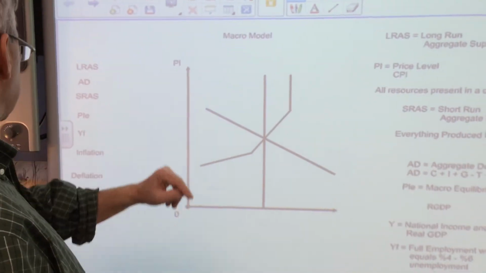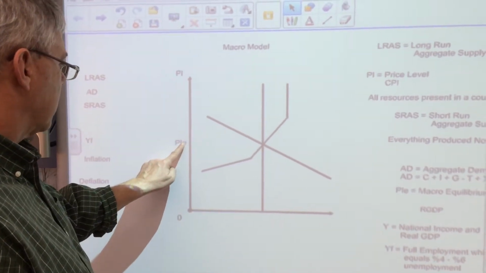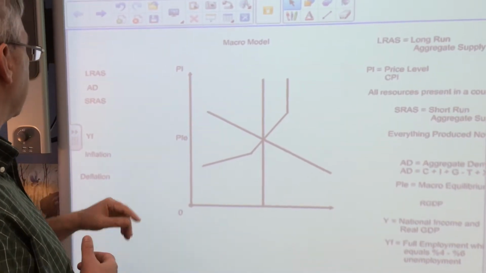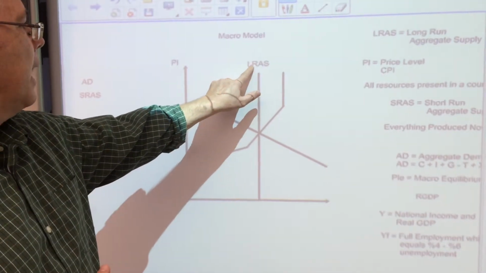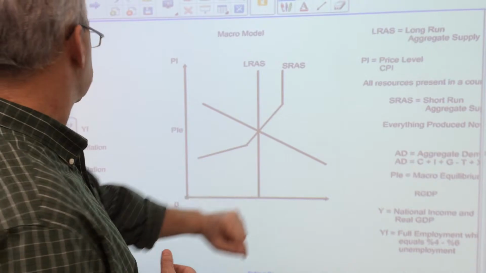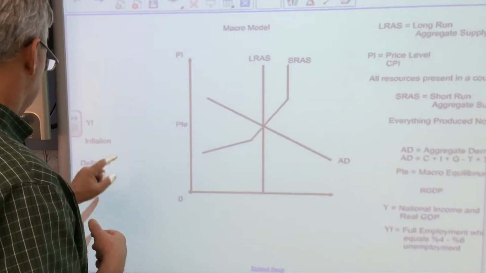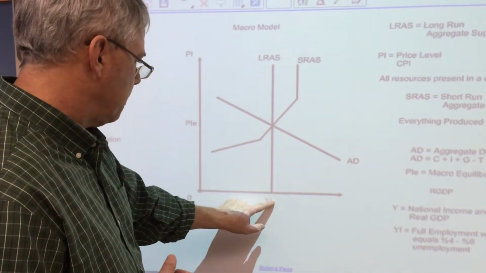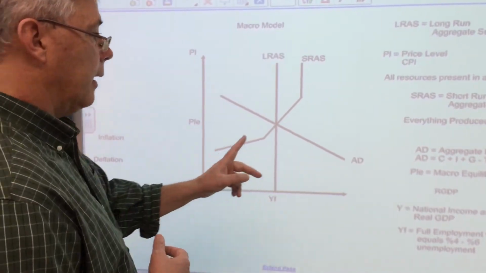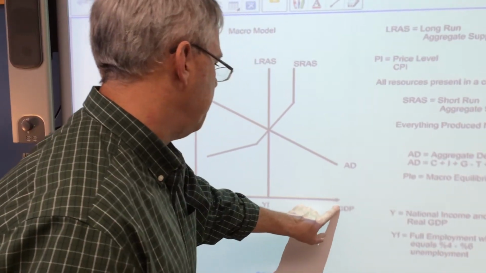So over here we're going to keep PL, and the intersection or equilibrium is going to be the equilibrium price level. This is going to be the LRAS curve. This is going to be the short run aggregate supply curve. This is going to be aggregate demand. This is going to be full employment, and this is going to be real GDP.